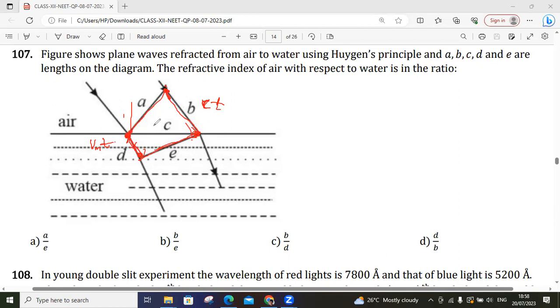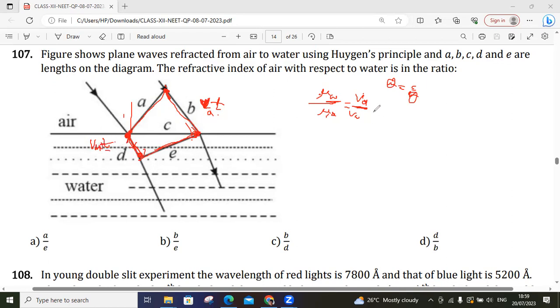So now in this, if you see, we know the refractive index of water divided by the refractive index of vacuum or air is velocity in air divided by velocity in water, because mu is equal to c by v. So mu is inversely proportional to v. So v in air divided by v in water. So this is v in air and this is v in water.